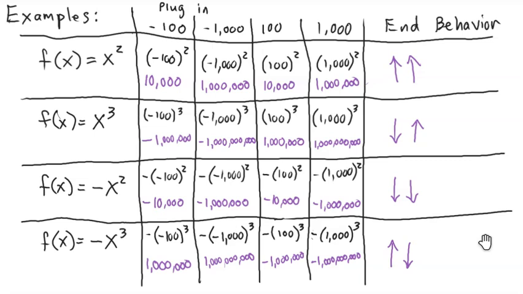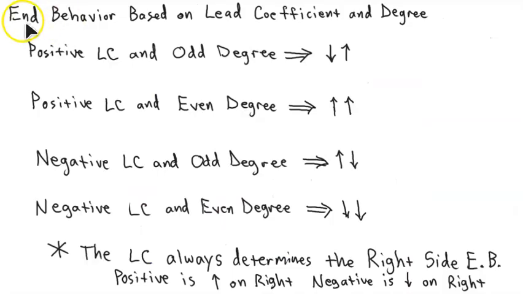And so what I'm going to now show you is the secret why this works. It has to do with the lead coefficient, whether it's positive or negative, and it has to do with the degree, whether it's even or odd. And so end behavior is based on the lead coefficient and the degree. It's very simple. You can go ahead and write this right into your notes.